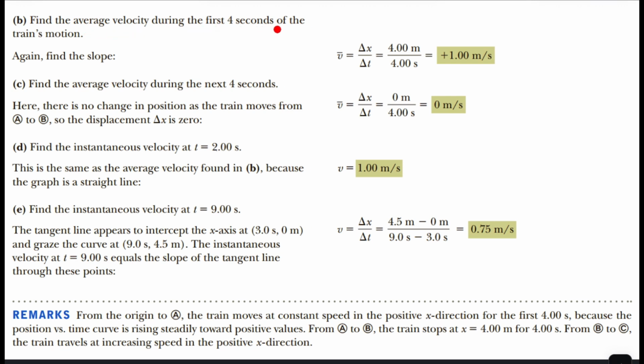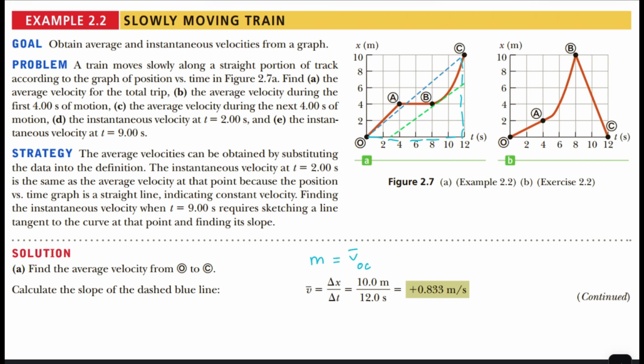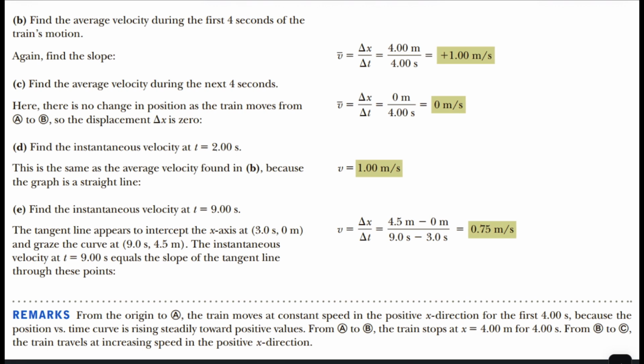For part B, we need to find the average velocity during the first 4 seconds of the train's motion. So the first 4 seconds, still talking about average. V average equals delta x over delta t. For the first 4 seconds, it means that it reached point A. So we have 4 minus 0, meaning the time is 4 seconds, and for the position, it's 4 minus 0. Substituting, we get V average is positive 1 meter per second.